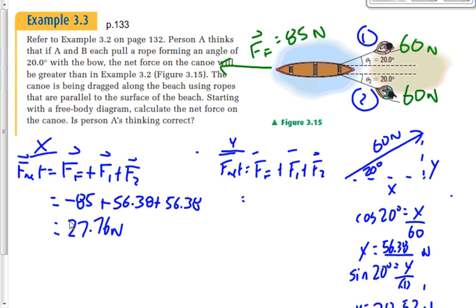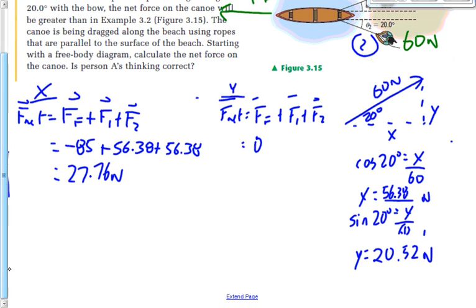What's FF? 0 for the y component, right? Because it's all x. What's F1? Well, for the y component, what do we find it to be there? 20.52. What's F2? Yes. Why negative 20, Oliver? Yeah, because it's pulling downwards, right? Now we add those up, what do we end up getting? 0, right? So in the end, we only have an x component here, but it wasn't as obvious as it was in some of the other questions, right?